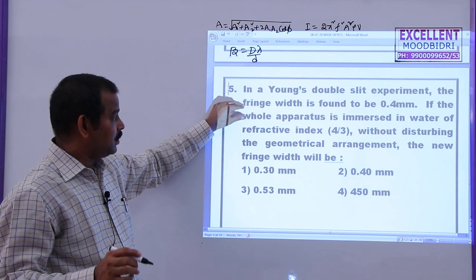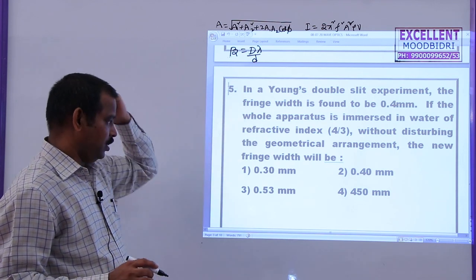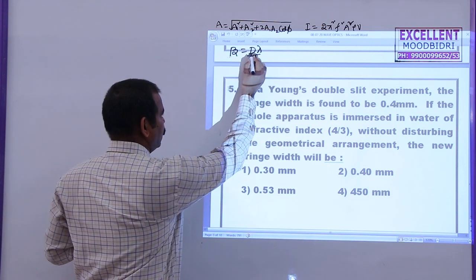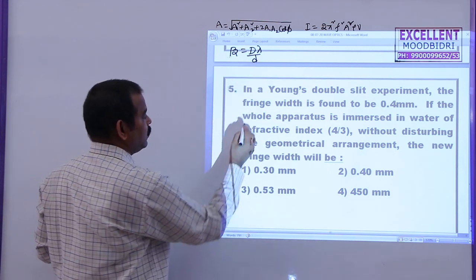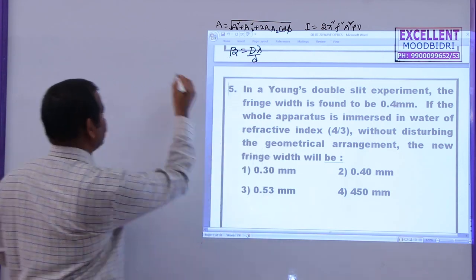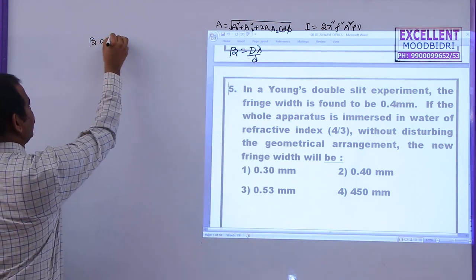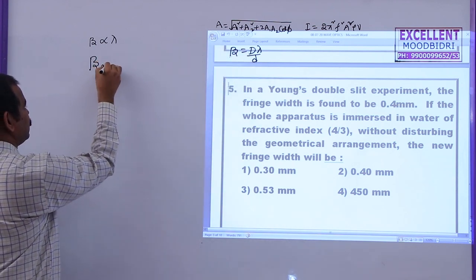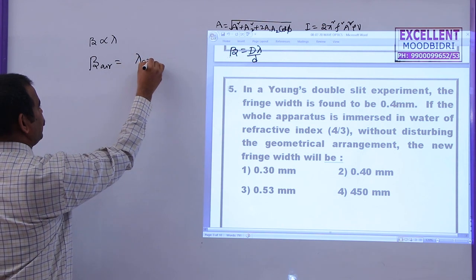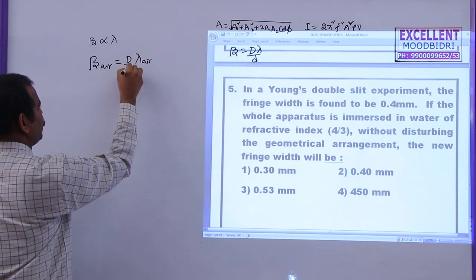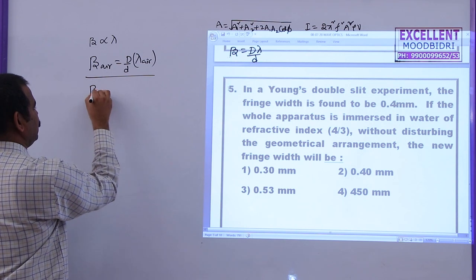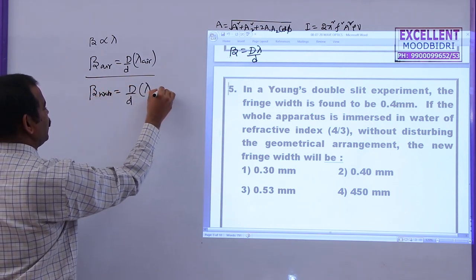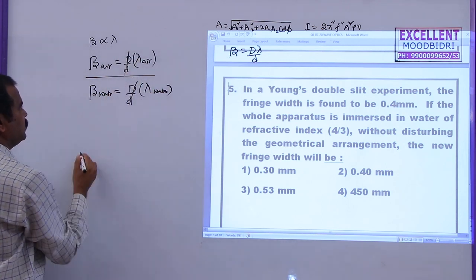If the whole apparatus is immersed in water of refractive index 4 by 3 without disturbing the geometrical arrangement, means capital D, small d are not changing, then what is the new fringe width? The fringe width is directly proportional to lambda without disturbing capital D, small d. In air, the fringe width is capital D by small d into lambda air. In water, the fringe width will become capital D by small d into lambda water. So these two get cancelled.